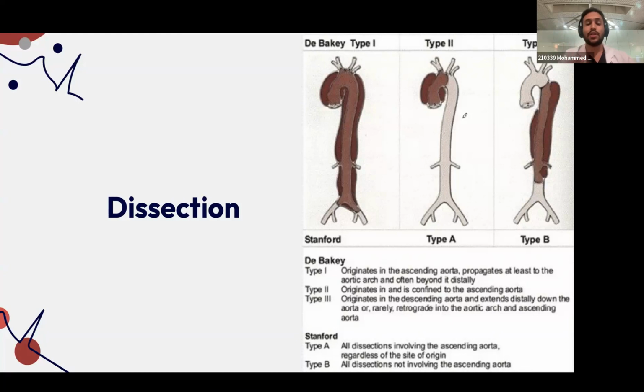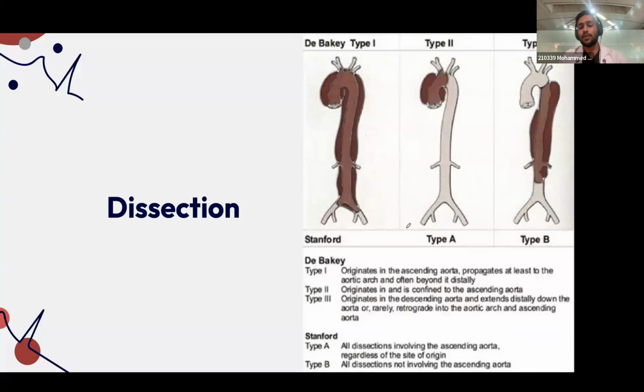The Bakey, you have three types: type 1, type 2, type 3. Easy to remember. Type 1, all. Okay, ascending and descending aorta. Okay, you can see here, ascending aorta, descending aorta, all of it. Okay. Now, type 2 will just be the ascending aorta. Okay. Now, type 3 is descending.